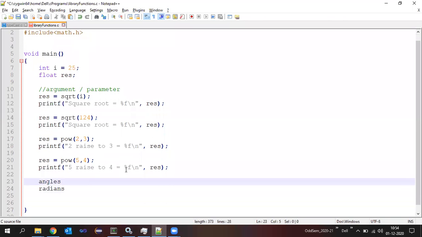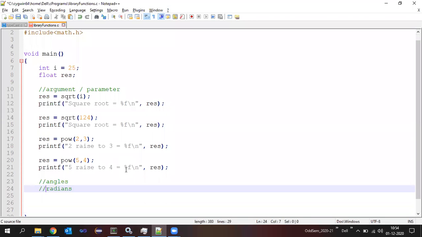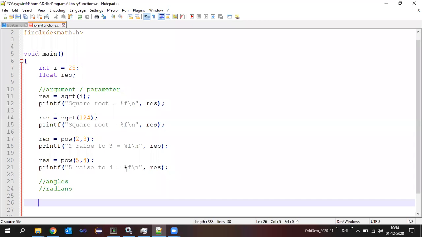Okay, let's see here. There are functions here. Let me comment these lines. Now there is a function called sine, SIN. SIN is the sine function. What it does is give the result of the sine value of whatever we provide over here.